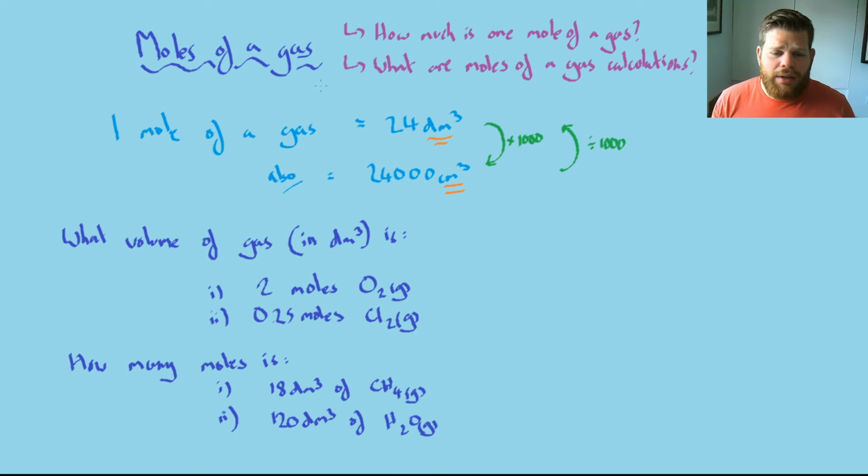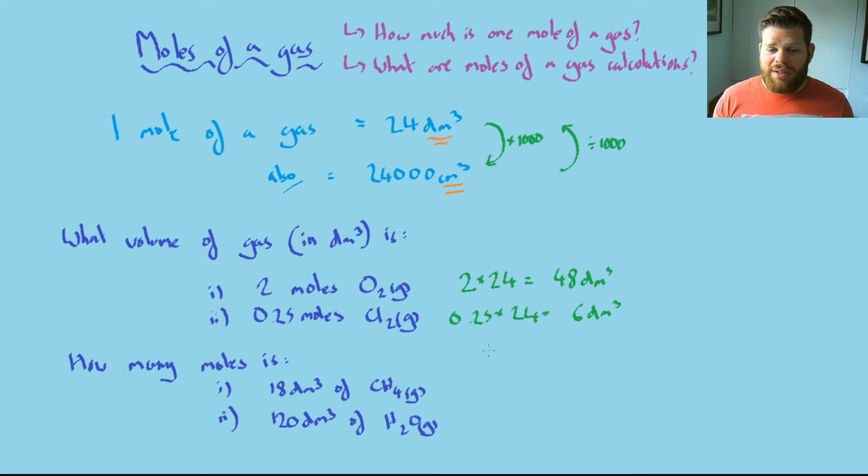So let's have a look and see how you did. What volume of gas in decimeters cubed is the following? 2 moles of oxygen. So it's 2 multiplied by 24, which equals 48 decimeters cubed. We're just using the number of moles multiplied by 24 to get our volume. What about 0.25 multiplied by 24? Well, that equals 6 decimeters cubed. On to the next one.